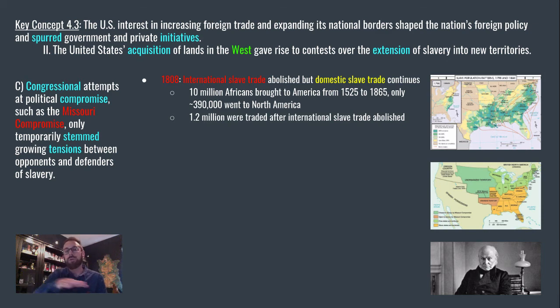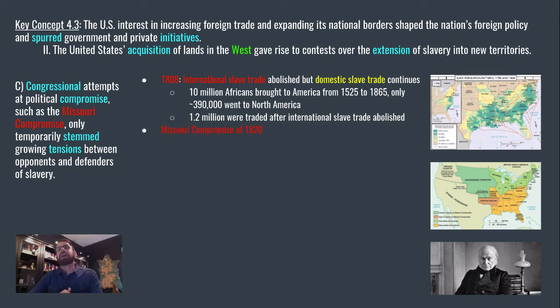If only about 400,000 over 300 years came to North America, but 1.2 million were traded from about 1808 to 1865, that shows you the huge difference just in terms of the number of years and the number traded. Slavery was not slowing down, it was only growing because of the expansion into southern territory that was good for growing things, where the landowners wanted free labor through the use of slavery.